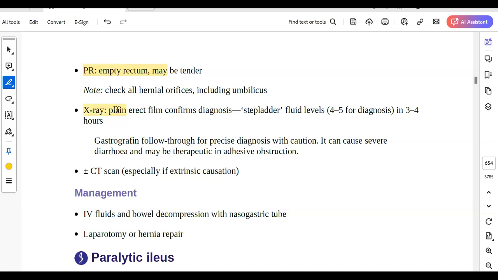So once you suspect that it could be a small bowel obstruction, what will you do next? Your next choice of investigation is an erect abdominal X-ray. If you do an erect X-ray abdomen, you will get a step ladder pattern, and you might also get an air fluid level. So let me show you how it will look.